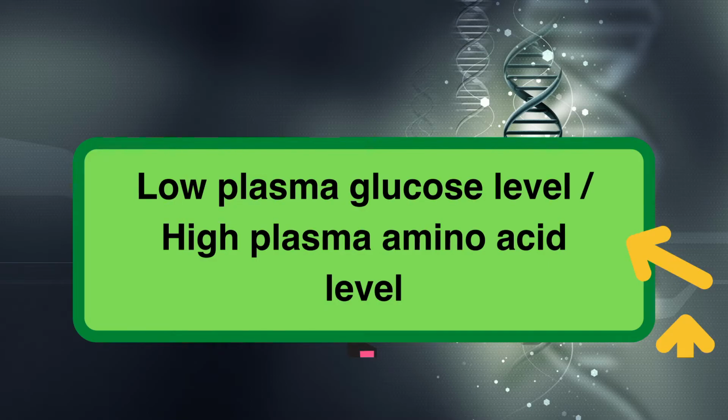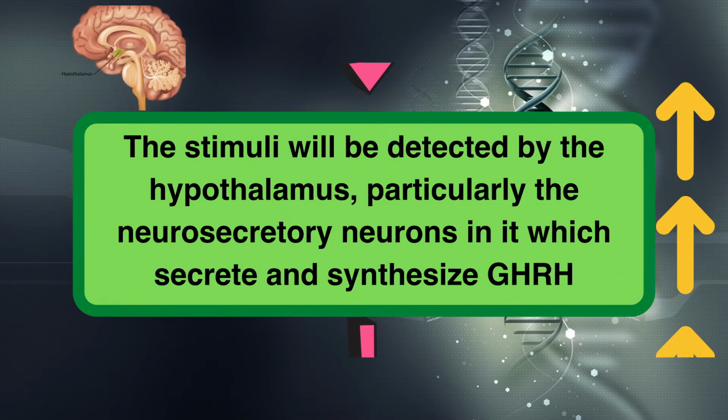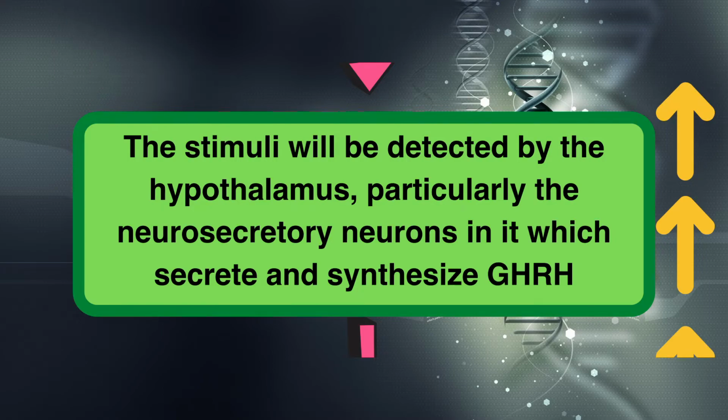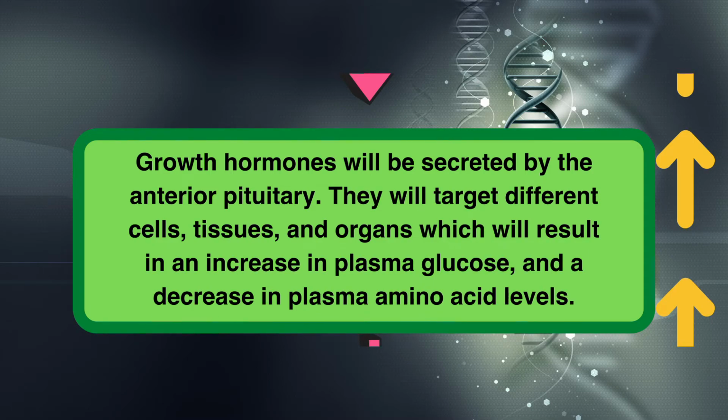After the stimulus is the receptor. This is the one that gives information to the control center. The receptors that will send signals to the brain to release growth hormones and regulate the plasma glucose and amino acid levels are the neurosecretory neurons. They are responsible for synthesizing and secreting growth hormone releasing hormone, or GHRH for short. The GHRH or growth hormone releasing hormone will travel to the anterior pituitary, which will have endocrine cells that will receive the GHRH.